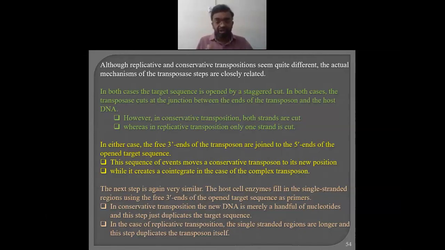So this might be the reason that due to the additional copies of the transposable element, the transposon, the size of that particular DNA can be increased. So that is one of the mechanisms for what purpose the exon-intron concepts arise. So that's all regarding the mechanism.